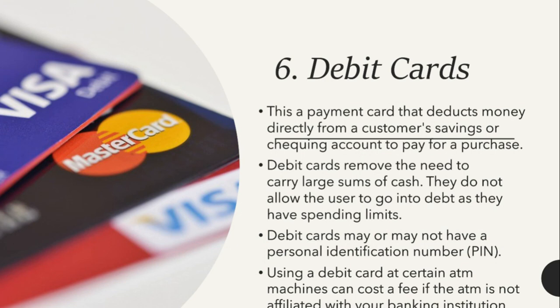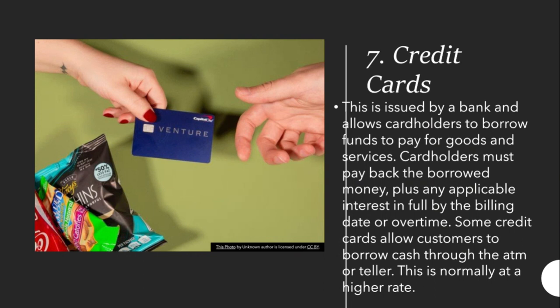When you go to the ATM machine, you will type in your PIN first before you can do any transaction, right? Using a debit card at certain ATM machines can cost a fee if the ATM is not affiliated with your banking institution. So, if you have a debit card at Scotia and you use it at another bank that is not affiliated with Scotiabank, then it will cost you some money, but not a lot of money, but still some money. Number seven says credit cards.